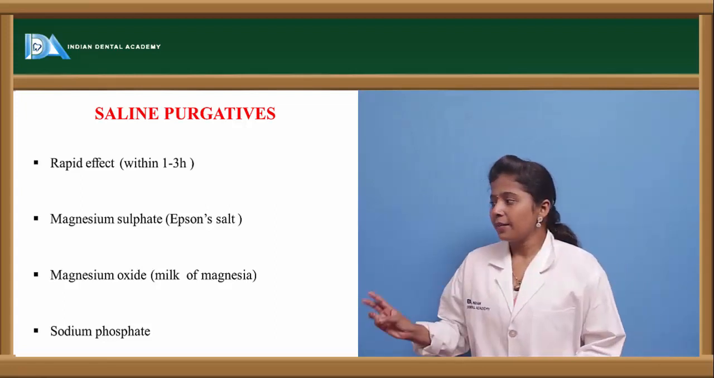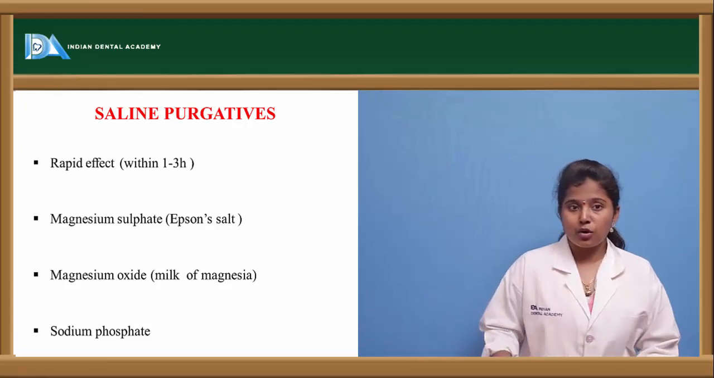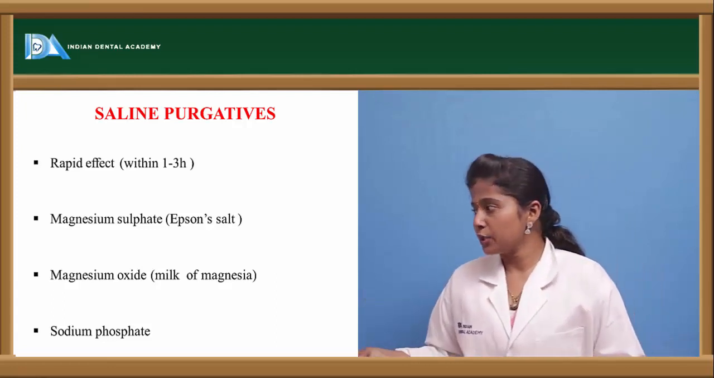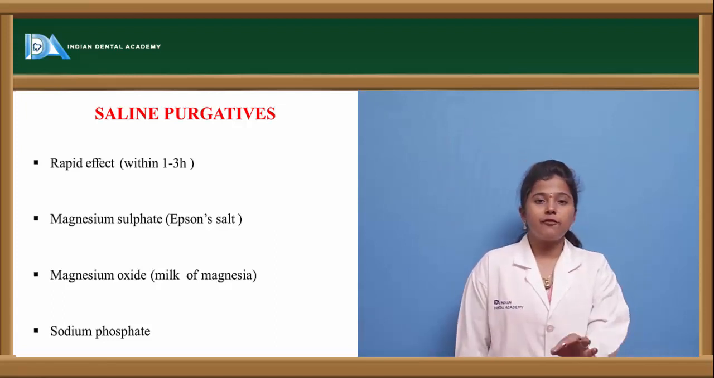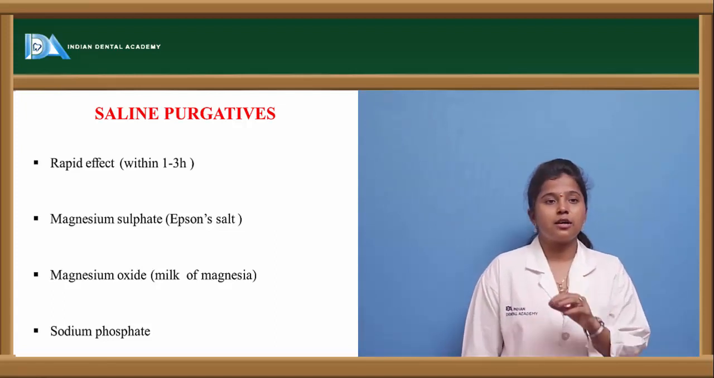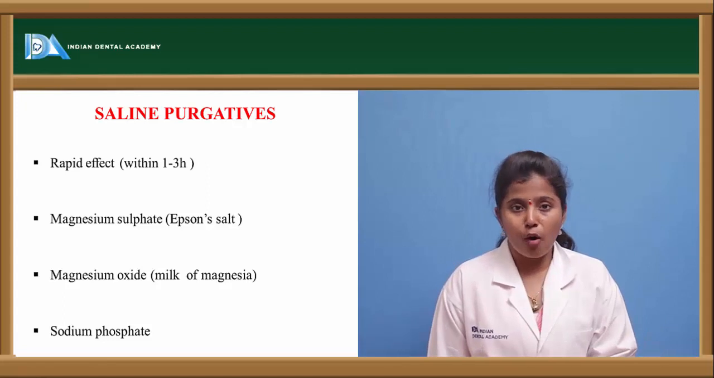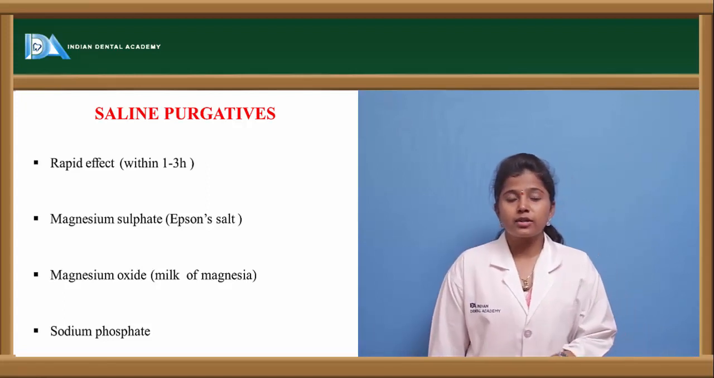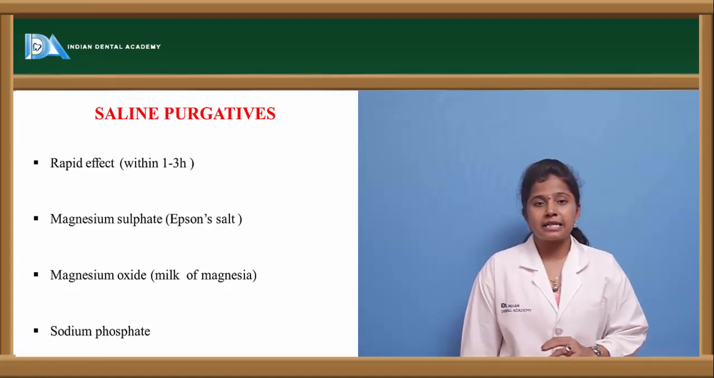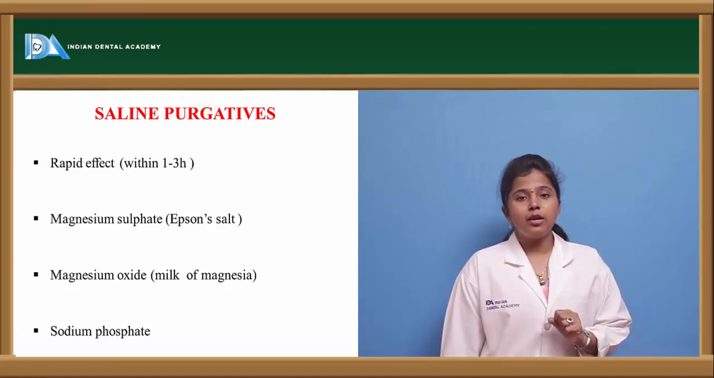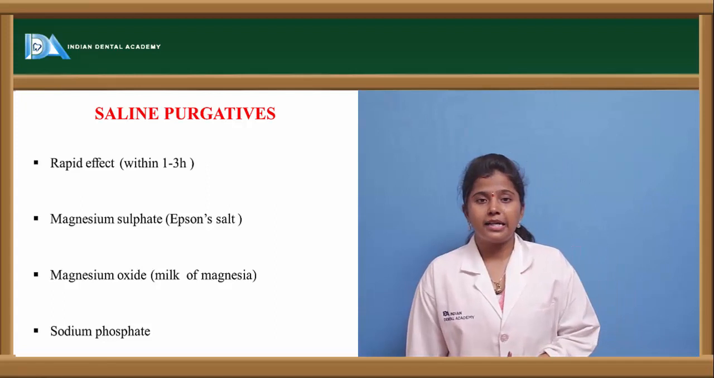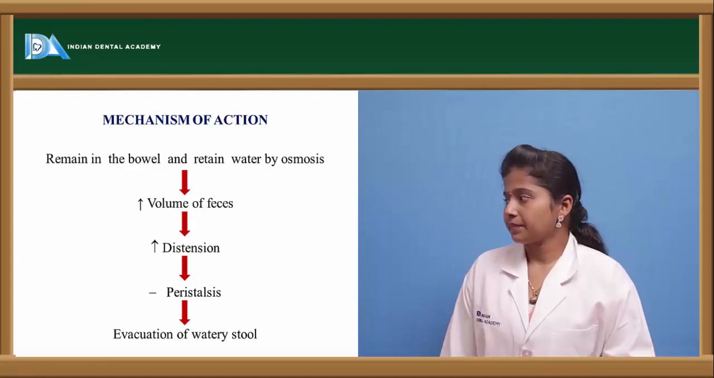And the other one is the magnesium salt. The salts which are available in the market are magnesium sulfate, magnesium hydroxide and sodium phosphate. Magnesium sulfate is marketed in the Epsom salt form, magnesium hydroxide is marketed as milk of magnesia, and sodium phosphate. So these are the available salt forms which are marketed as purgatives.